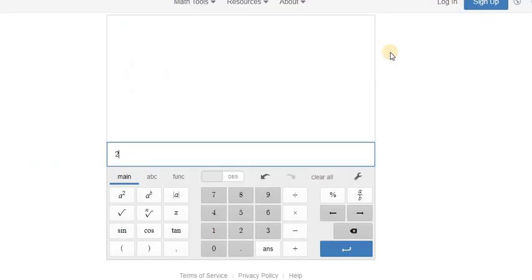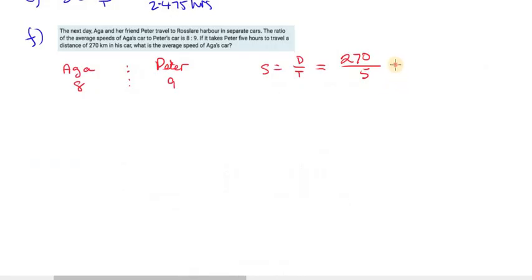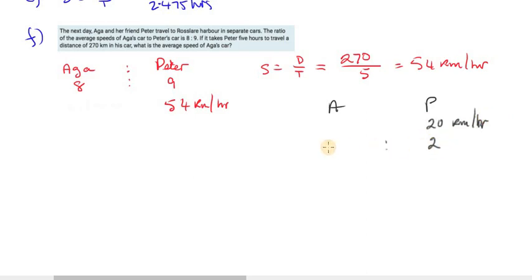So 270 divided by 5 is equal to 54 kilometers per hour. That's his speed. So we'll write in here 54 kilometers per hour. Before I complete Aga's average speed, let's look at maybe a simpler example. Imagine that Peter was doing, say, 20 kilometers per hour, and the ratio is, say, 2 to 1.